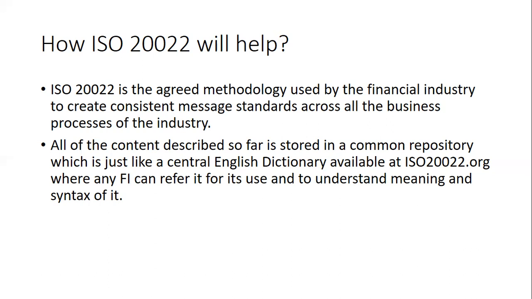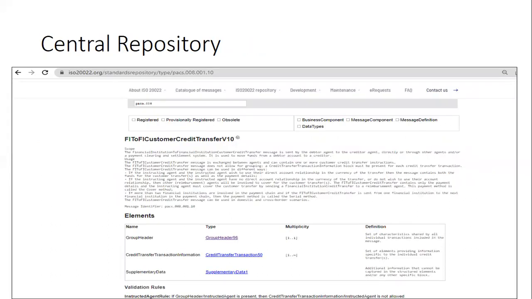All of the content described so far is stored in a common repository, which is just like a central English dictionary available at iso20022.org, where any financial institution can refer to it for its use and to understand its meaning and syntax. For each item, there is a definition written, and you can understand the various aspects related to it. It is available by just opening this URL, iso20022.org, and under that you'll find the central repository, and so on.